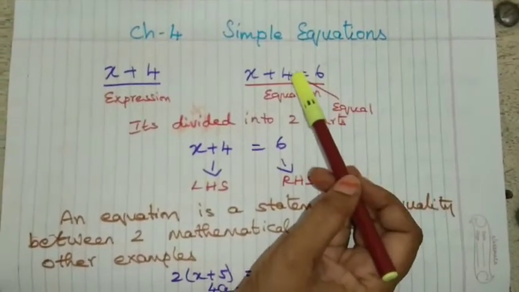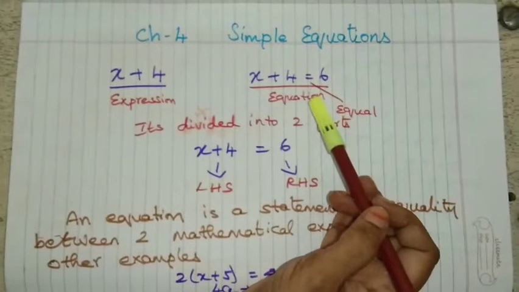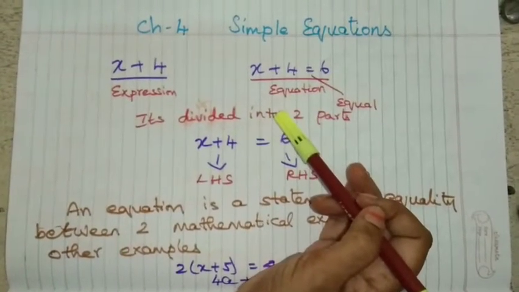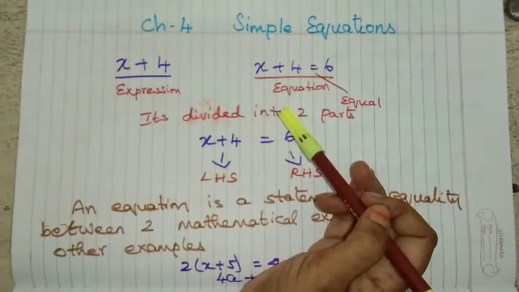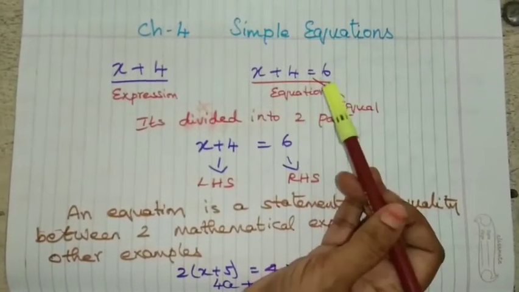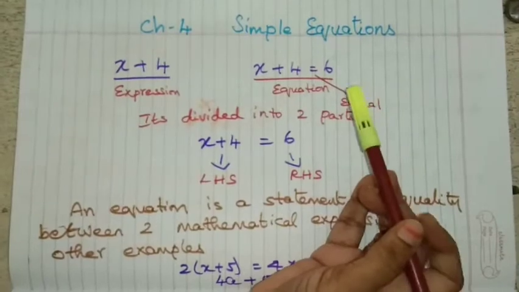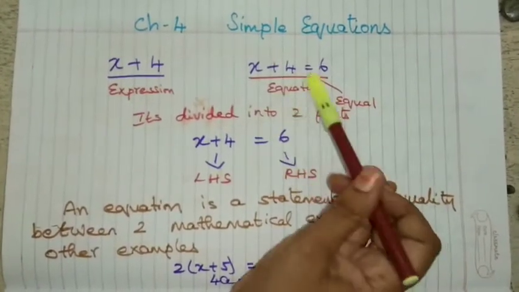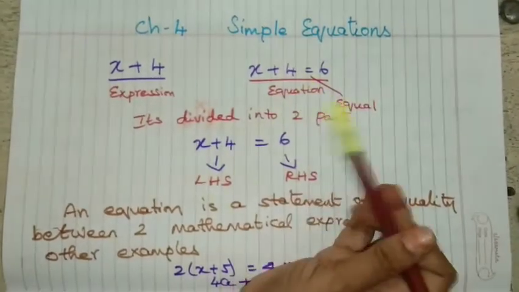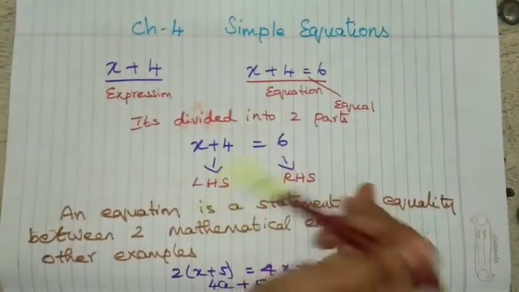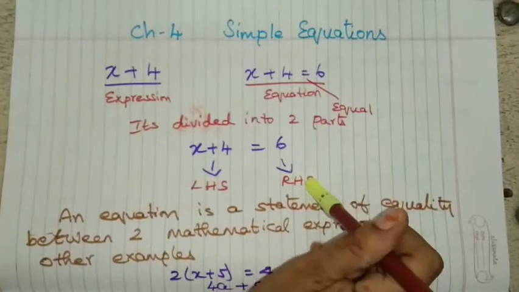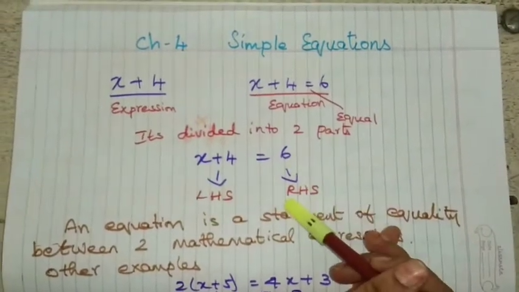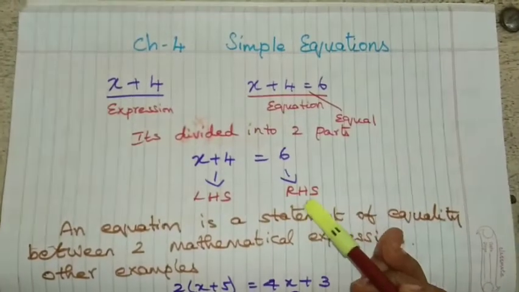So what does the equal sign represent? The equality sign shows the value of the expression to the left of the sign is equal to the value of the expression or the constant on your right hand side. So as I said, you can divide it into two parts. That is x plus 4 is on LHS and 6 is on RHS. Again, LHS is nothing but left hand side and RHS is nothing but right hand side.